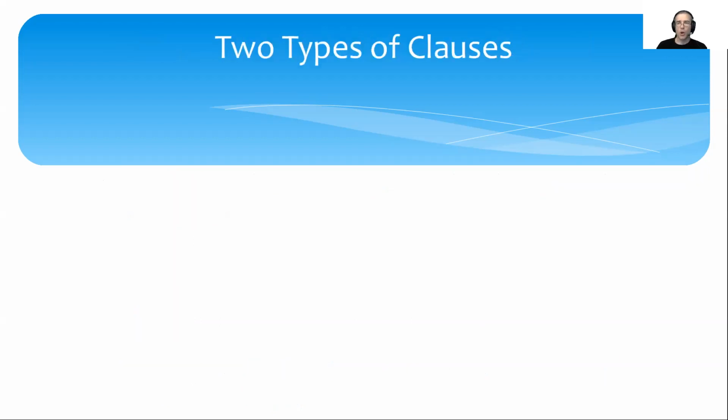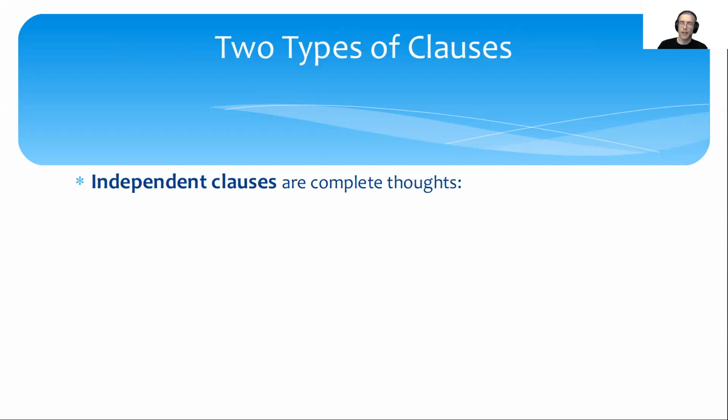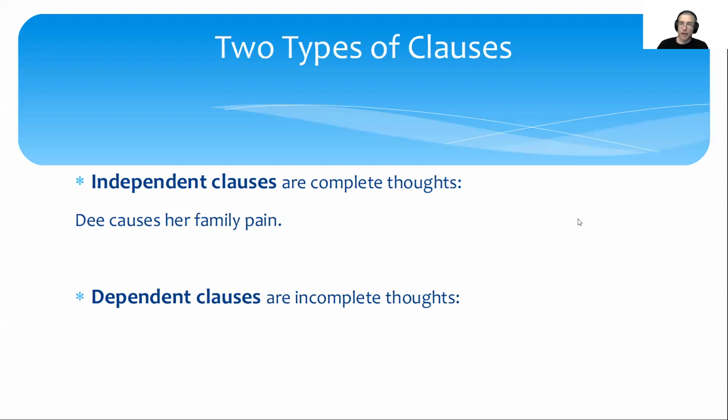Now, we've talked about clauses already, but there are two kinds of clauses. One is the independent clause, and the independent clause is essentially the simplest kind of sentence that you can construct. An independent clause has, as we said, the subject and the main verb that's properly conjugated. In this case, we have Dee causes her family pain. Dee is the subject, the noun that is doing something, causes is the verb, and then her family pain is the object of the sentence. Now, independent clauses can stand alone as a sentence. There's nothing missing. There's nothing that's left hanging or unclear.